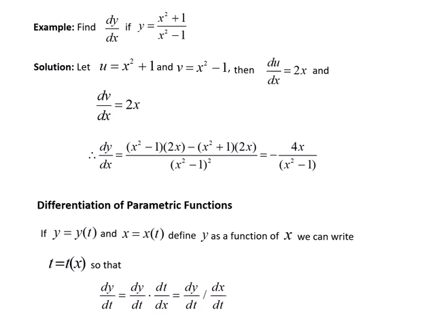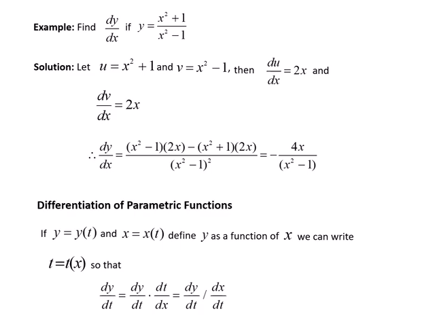So that is what we are having here: dy/ds is equal to s squared minus 1 into 2s, minus s squared plus 1 in bracket into 2s, all over v squared, that is s squared minus 1 all squared. If we expand and work it out, the answer we are going to get is minus 4s all over s squared minus 1 squared. So that is that. We're now moving to differentiation of parametric functions.